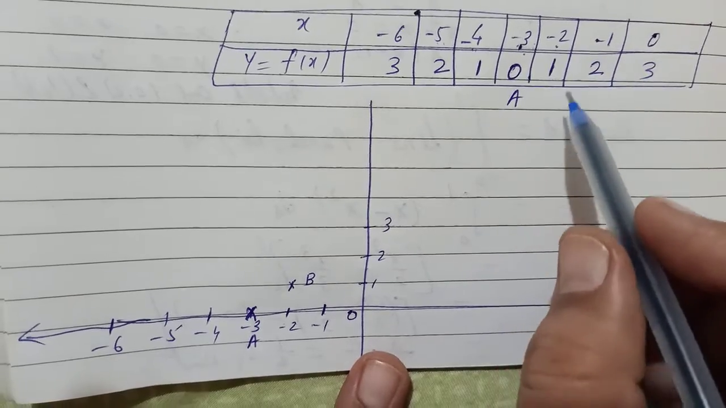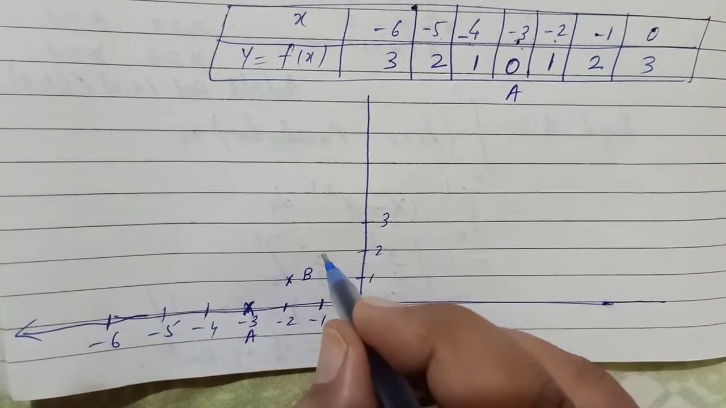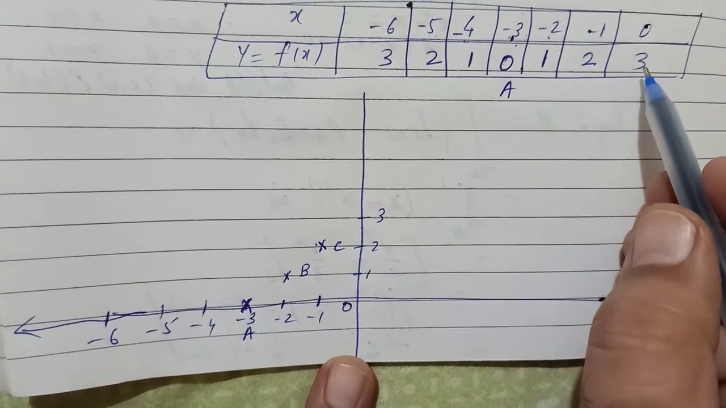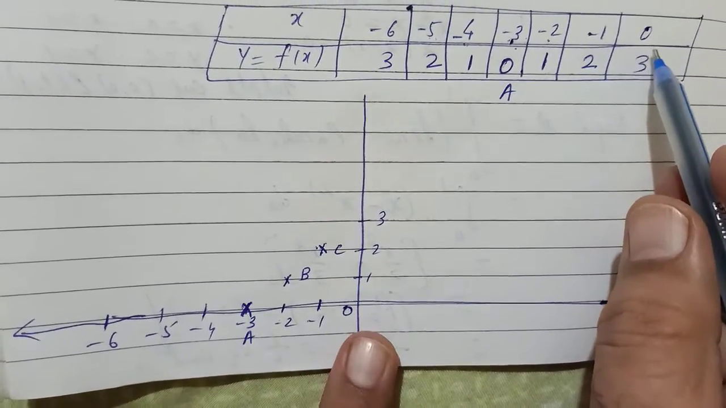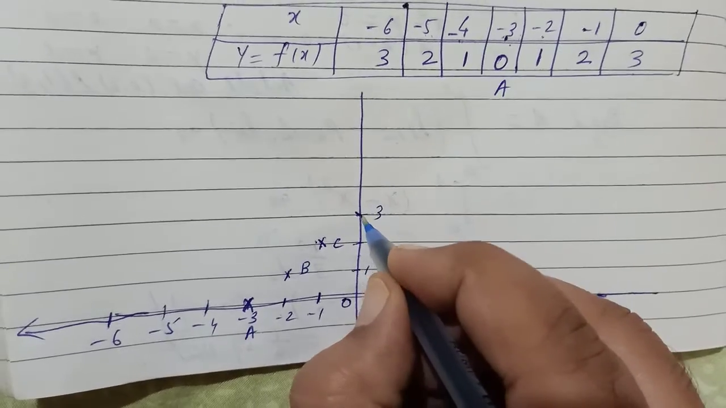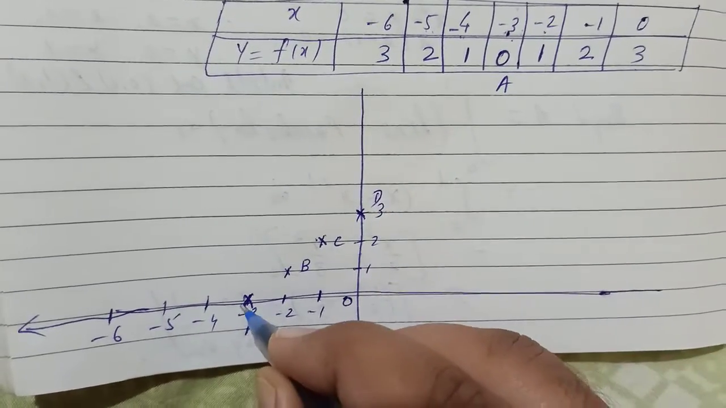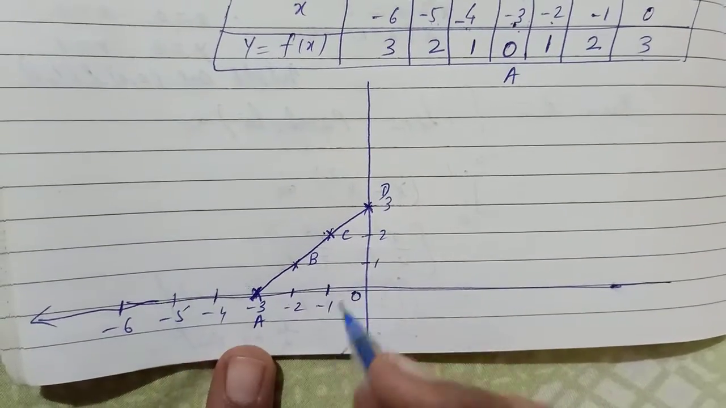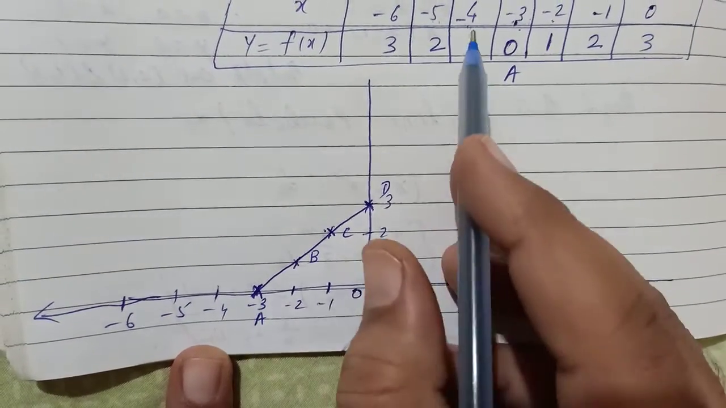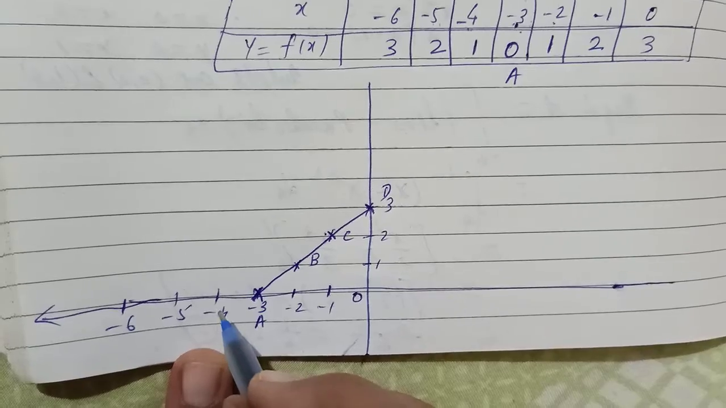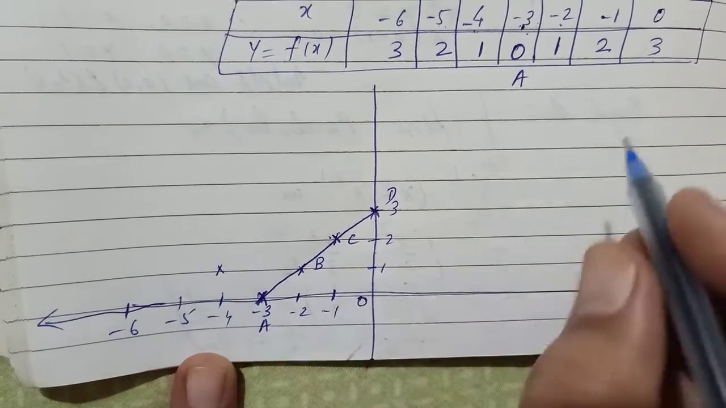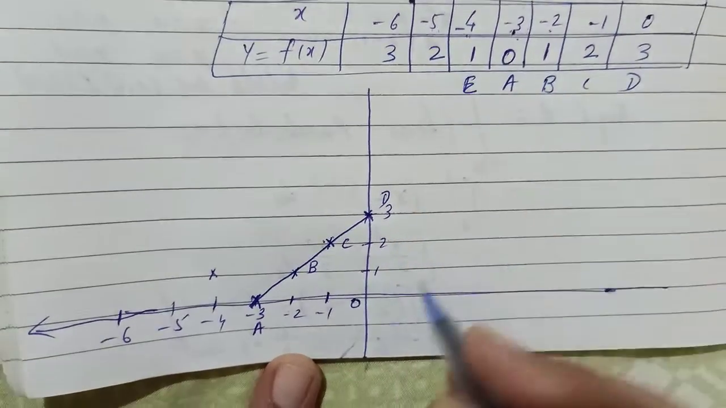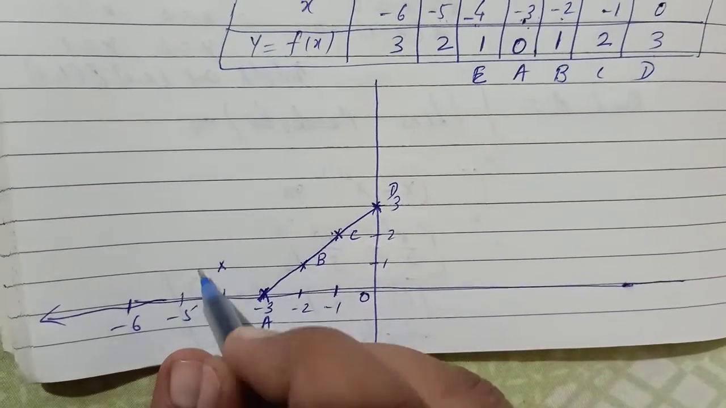When x equal to -1, it is +2. This is +2, C. When x equal to 0, it is +3. So this is D. So we can join like this. Same triangle will get this side. When x equal to -4, it is +1. Here E. This is A, B, C, D. This is E.